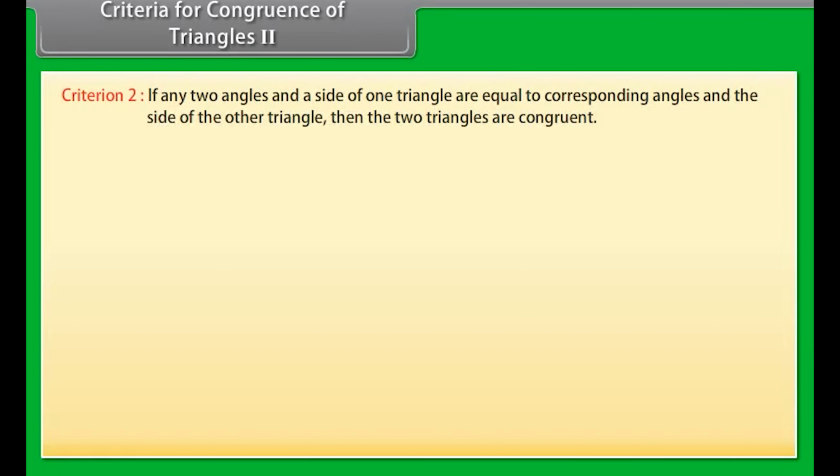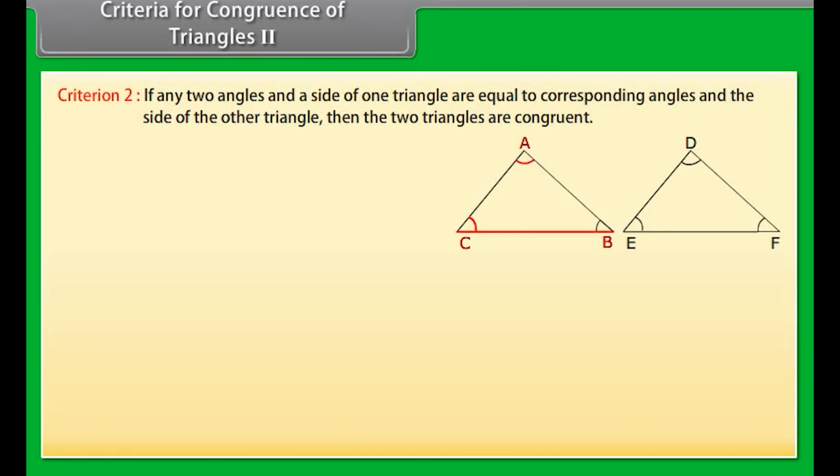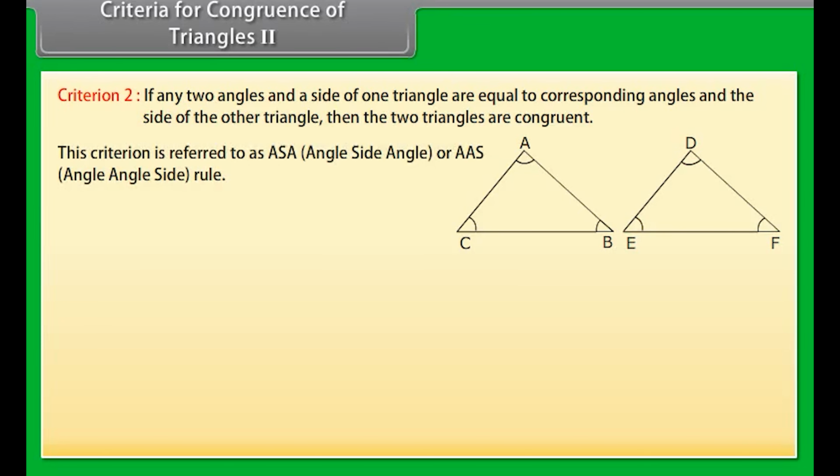Criteria for congruence of triangles 2. The next criterion for the congruence of triangles is that if any two angles and a side of one triangle are equal to the corresponding angles and side of the other triangle, then the two triangles are congruent. This criterion is referred to as ASA, angle side angle, or AAS, angle angle side, rule. Let's solve an example now.